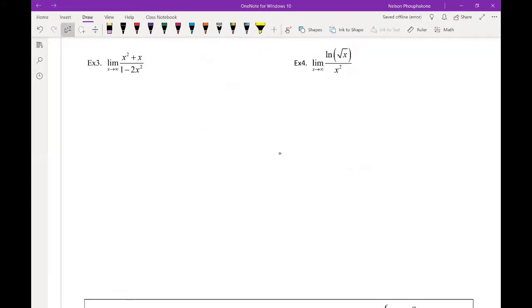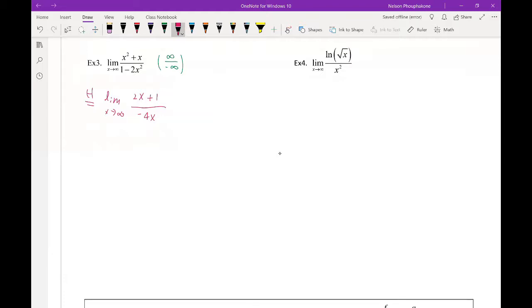Now to this one right here, then again, let's check this out. Then we have infinity, so infinity squared over -2 times infinity squared. So I will have infinity over negative infinity, which is an indeterminate form again. Then now what we could do is apply the L'Hopital rule. So I have the limit as x approaches infinity of 2x plus 1 over negative 4x.